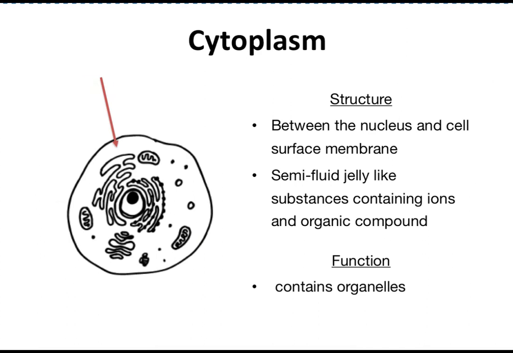Next, we have the cytoplasm. For the structure of the cytoplasm, it is between the nucleus and the cell surface membrane. It is a semi-fluid, jelly-like substance containing ions and organic compounds. The function of the cytoplasm is that it helps contain the organelles within the cell.